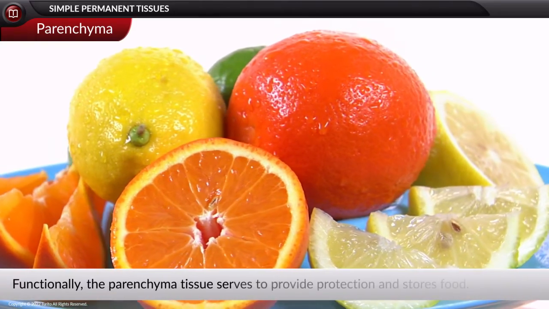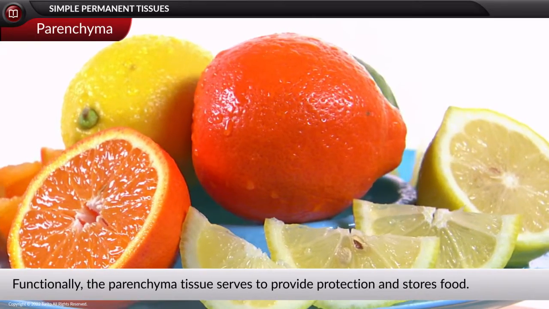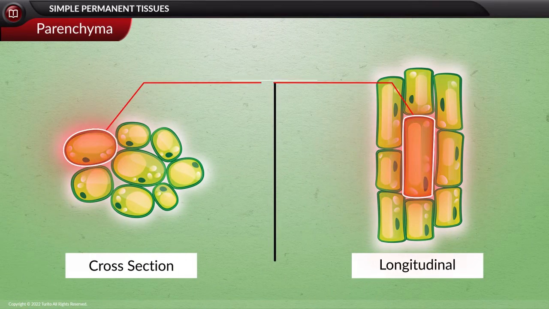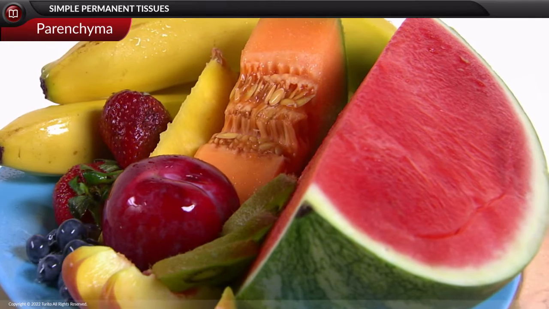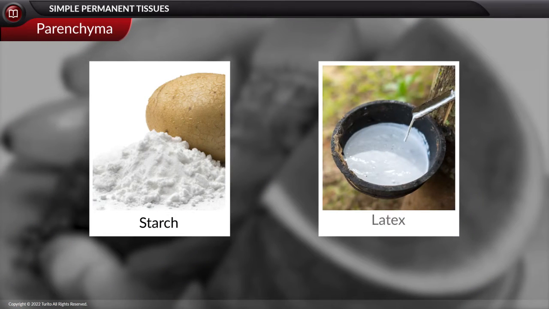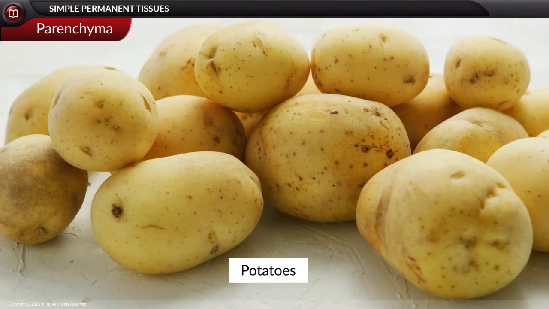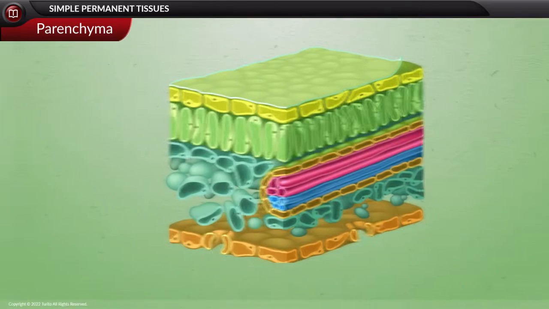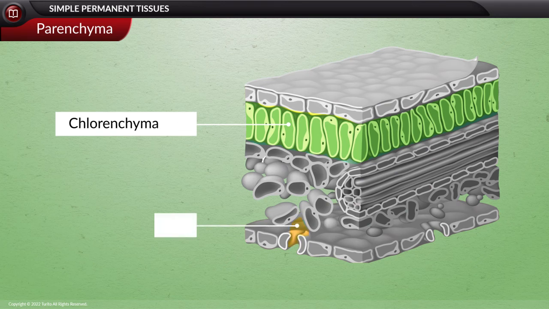Functionally, the parenchyma tissue serves to provide protection and stores food. Protective parenchyma cells are with thick walls and are found in gymnosperms. Parenchyma tissue that serves to store food, starch, latex is called storage parenchyma. For example, in potatoes, starch is stored in parenchyma tissue. Certain specialized parenchyma tissues, like chlorenchyma and aerenchyma, are also seen.